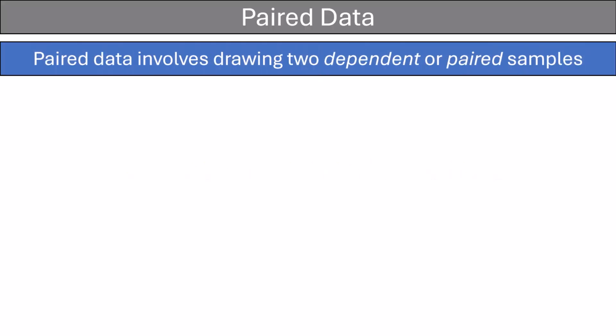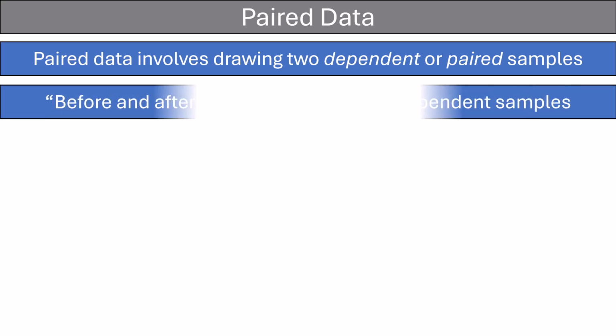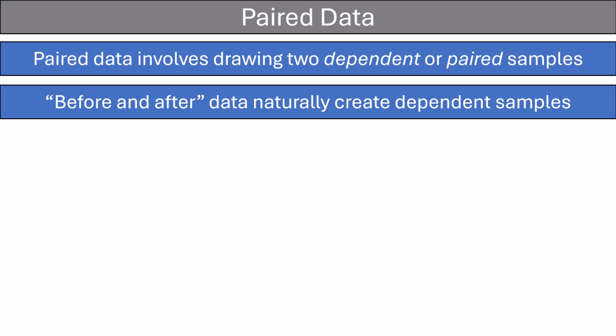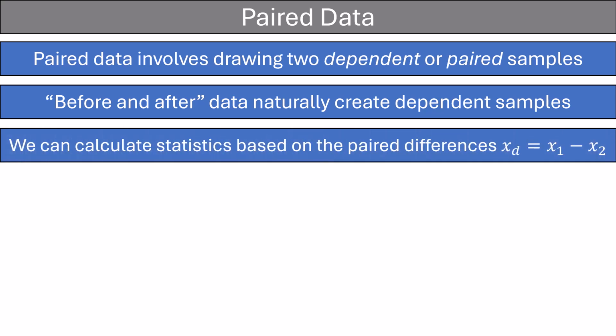Paired data involves drawing two dependent or paired samples. Before and after data naturally create dependent samples. We can calculate statistics based on the paired differences, where the paired difference is represented by x sub d, which is equal to x sub 1 minus x sub 2.